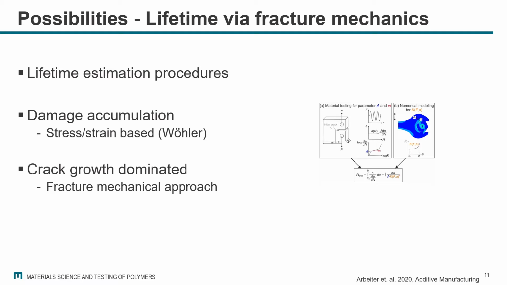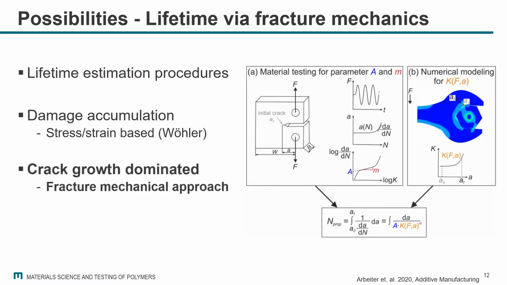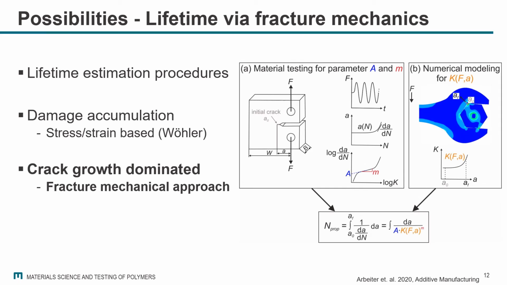And as we have seen with the wrench before, we actually have a singular crack which is dominant and then subsequently grows through our component. So for this study, we focused on a fracture mechanical approach. Fracture mechanical approach basically is a combination of experimental testing, so we can get our crack growth kinetics of our material, and some usually numerical or analytical estimations of the local stress intensity factor in our component as soon as the crack length changes, so the crack starts to grow.